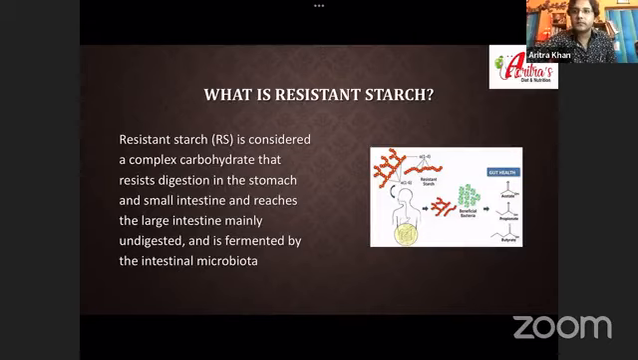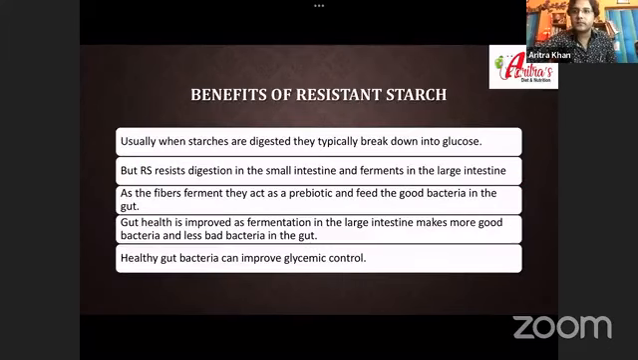So this is fermented by the intestinal microbiota. How is it fermented? Basically, the mechanism of action of resistant starch is that the starch is not absorbed in the small intestine of healthy people. It enters the large bowel, where it is fermented by the microflora into short chain fatty acids. Short chain fatty acids are basically the end products of resistant starch.